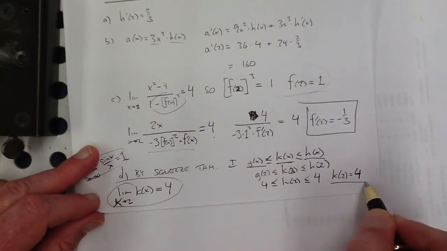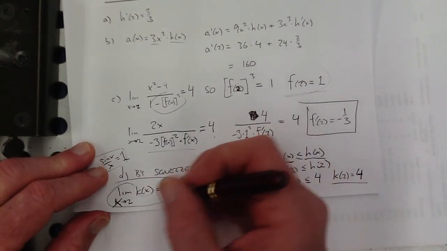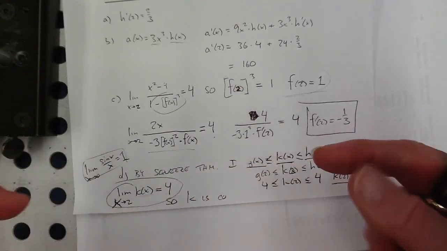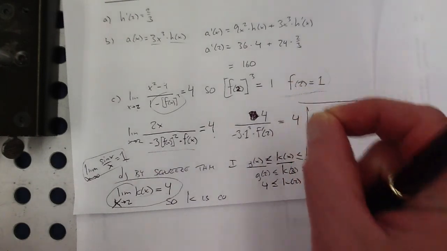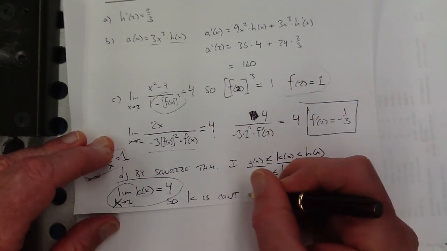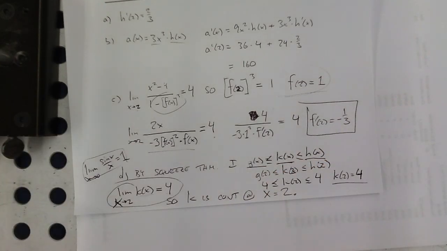So if this is true, and the limit of k as x approaches 2, it's also approaching that. That means k is continuous, because it's approaching that point, and it's actually equal to that. So that's the definition of continuity at x equals 2. All right.